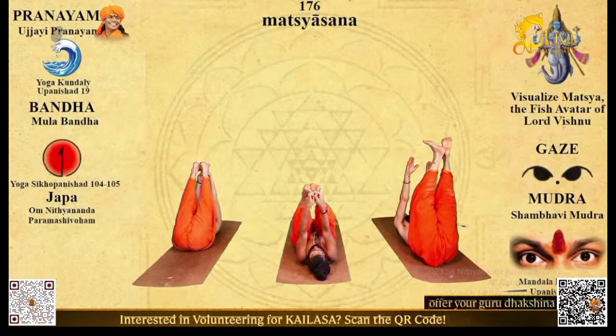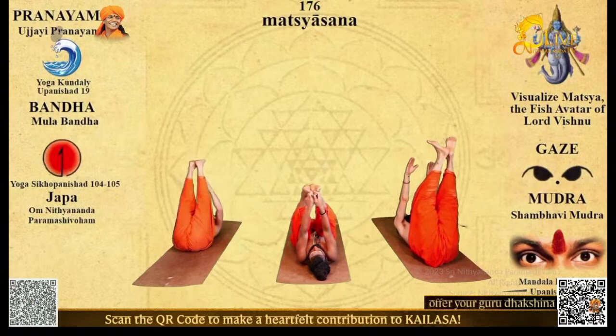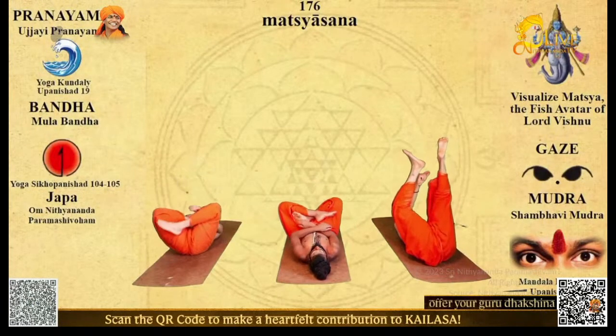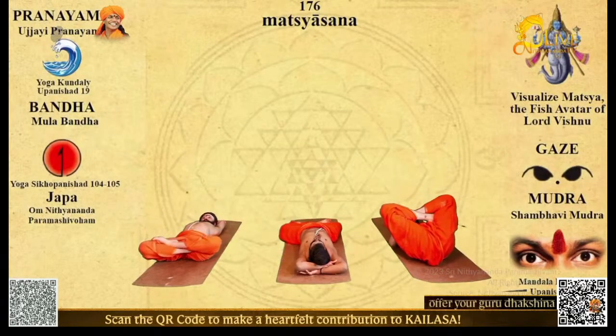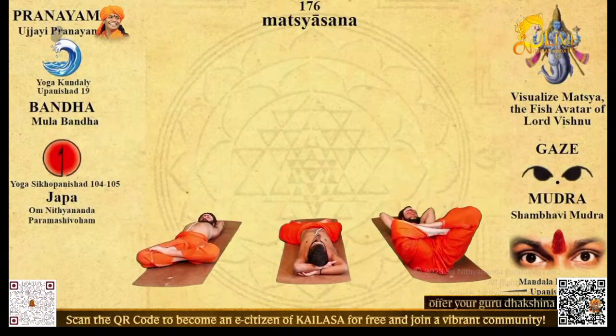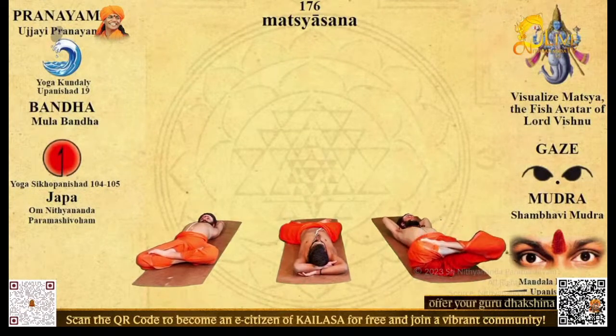From Supta Parangushtasana, cross your legs into Padmasana. Lay flat on your back as you bring your arms over top of your head, holding on to opposite elbows above your head. Gaze to your nose and visualize Matsya, the fish avatar of Lord Vishnu, in Matsyasana.